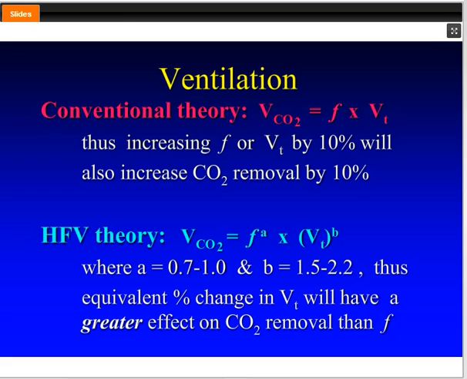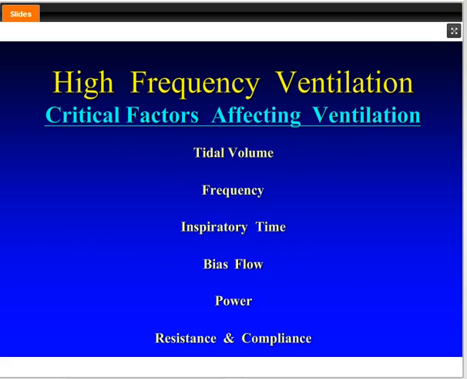So what are some of the critical factors that affect ventilation? Well, again, tidal volume, frequency, inspiratory time, bias flow, power on the device, and the resistance and compliance of the lung. All of those play a role. So altering any one of those will affect ventilation. And again, since it's tidal volume squared, small changes in tidal volume make much larger changes in carbon dioxide, either raising it or lowering it from that standpoint. And this slide sort of suggests that.